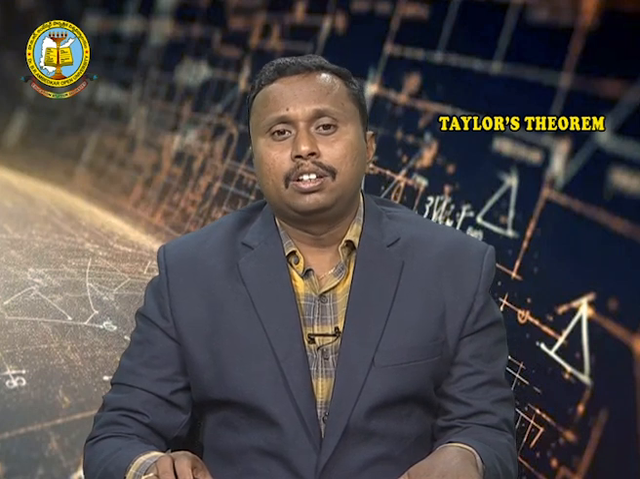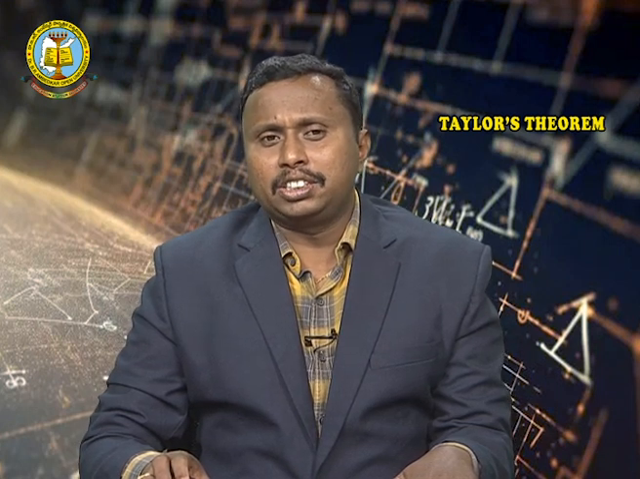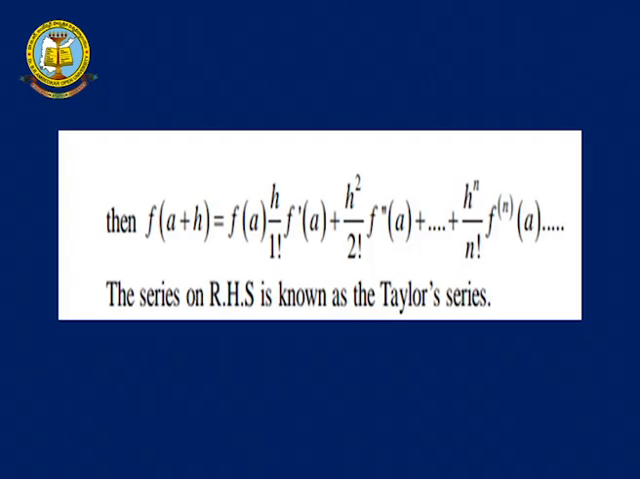So, from there we are getting that if after the n terms Rn tends to 0, then we get f of a plus h equal to f of a plus h by 1 factorial into f dash of a plus h square by 2 factorial into f double dash of a plus so on, h power of n by n factorial into f power of n of a plus so on. So, this is called the Taylor series. Remember, this is the important formula. If any question asks about the Taylor series, you just remember the formula.